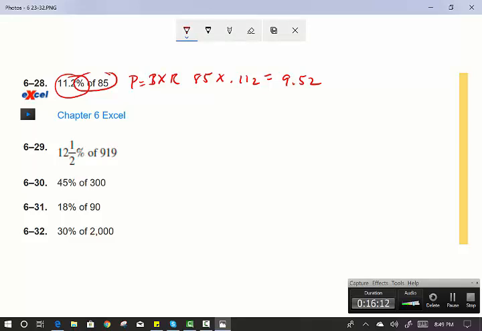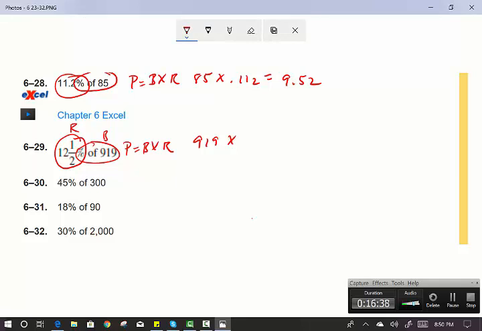Okay, number 29. We have 12.5% of 919. The 12.5%, that's the rate. The number that follows percent of is your base. We're solving for part, which is equal to base times rate. And technically that's $919. And we're going to multiply that times 12.5%.